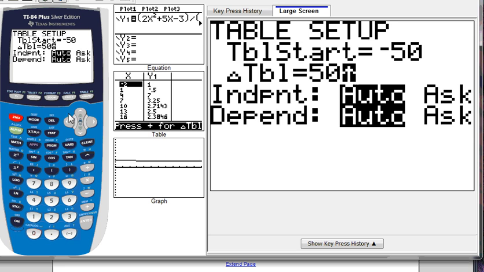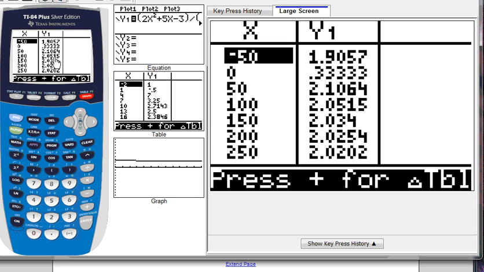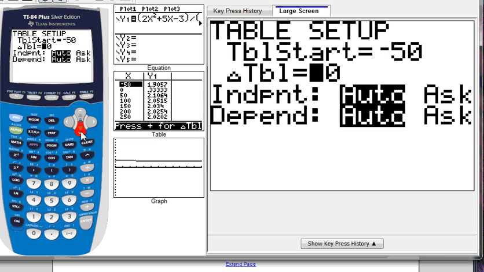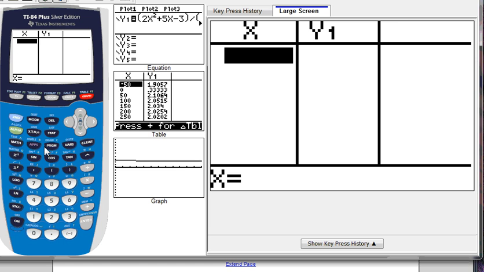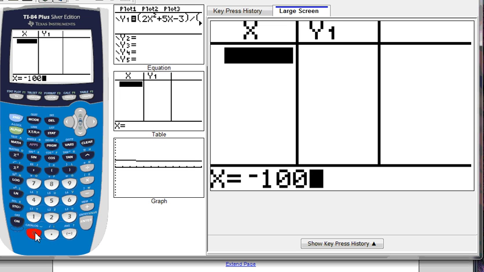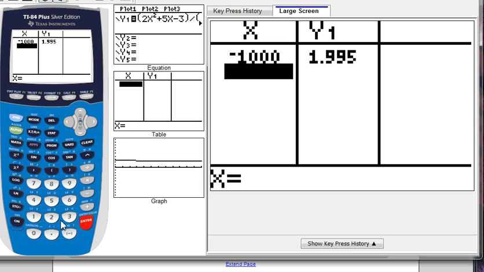Then I go to my table, and now I get negative 50, 50, and 100, but then I have to keep moving around to find all the other ones. When I go back to table set, we've probably always used automatic for independent, automatic for dependent. I'm going to put ask for the independent, so that when I go to table, I can enter what I want this to be. I'll go in order for what I had: negative 1000, there's my value.